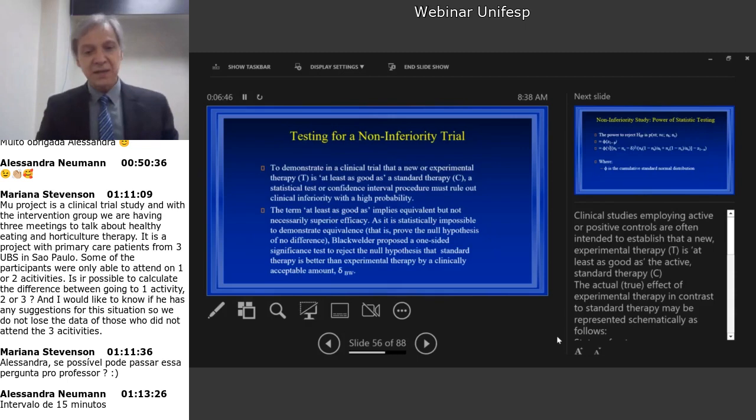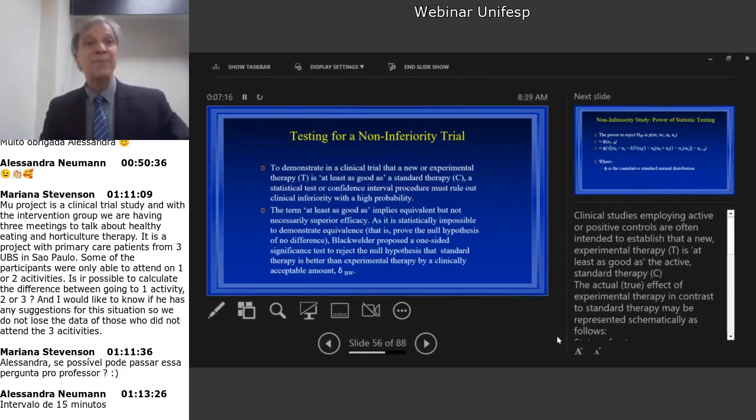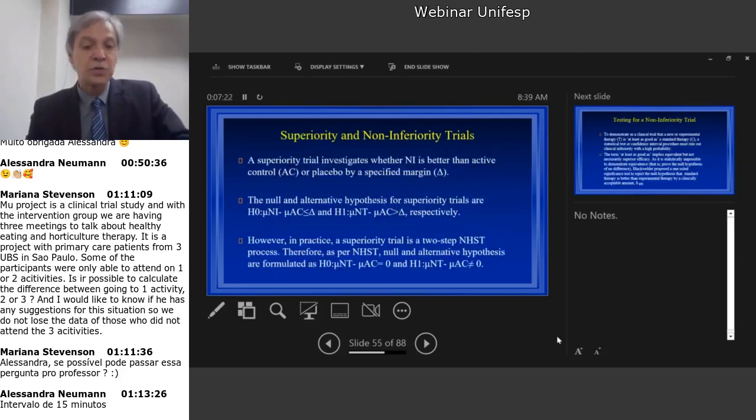You basically say, okay, to demonstrate that a new experimental therapy is at least as good as the standard therapy, a statistical test or confidence interval must rule out clinical inferiority with high probability. Must rule out clinical inferiority with high probability. To demonstrate in a clinical trial that a new drug is at least as good as the standard therapy, you must rule out clinical inferiority with high probability. That means you cannot be in the territory of, or even equal to, delta. It has to be different.